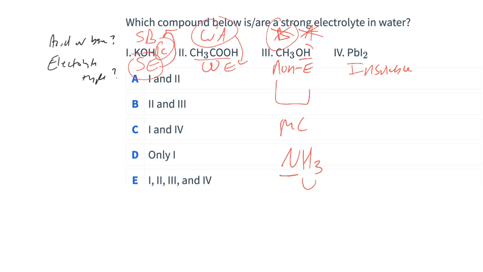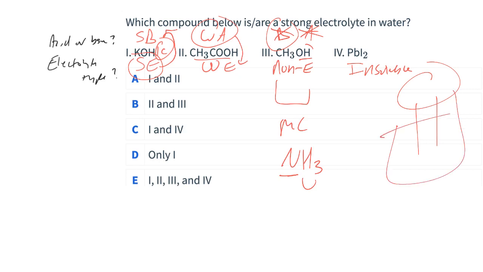So since it's not in the solution, it's not going to form a strongly electrolytic solution. It really doesn't make any solution. We just have PbI2 at the bottom of the test tube and then water on top. So imagine you throw two electrodes connected to a light bulb into the solution. Think about whether or not that light bulb should light up.